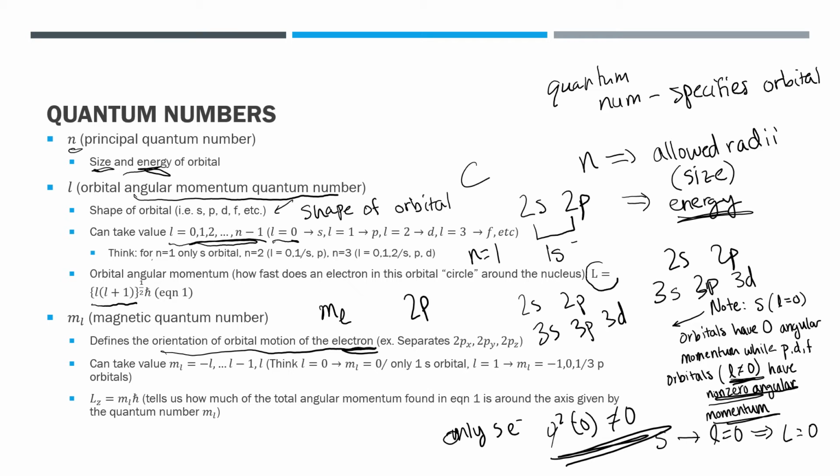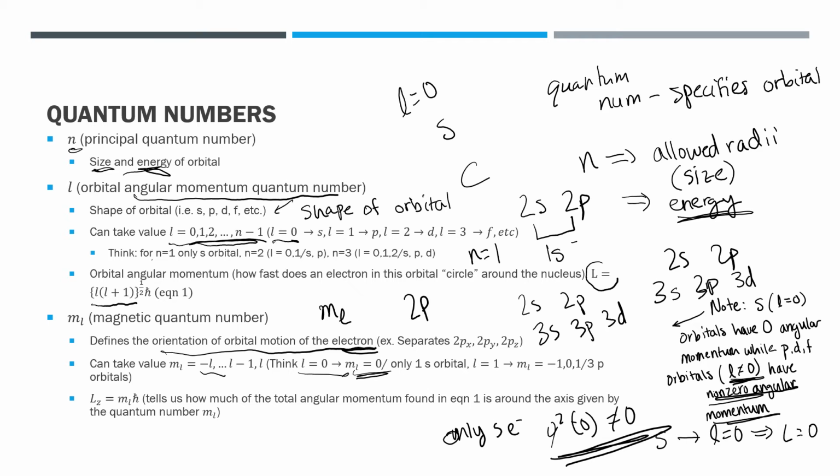The magnetic quantum number can take the values from negative L to L. So this should make sense, right? If L equals 0, we're looking at an s orbital, and there's only one s orbital, so our m sub L can only equal 0, because there's only one s orbital. But if we take L equals 1, our m sub L can equal -1, 0, or 1, which corresponds to the three p orbitals. And we can continue this, but I think you get the idea.